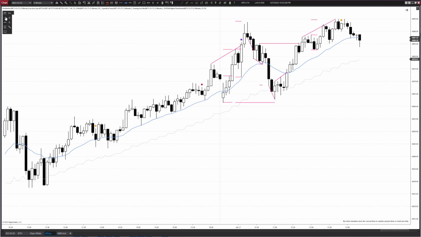We have 3 attempts to go lower. The first attempt, second attempt, a pullback, and a third attempt. So right now, if you're short, you probably need to get out. It's a double bottom, so this is a trading range here. Wedge up, wedge down, double bottom.